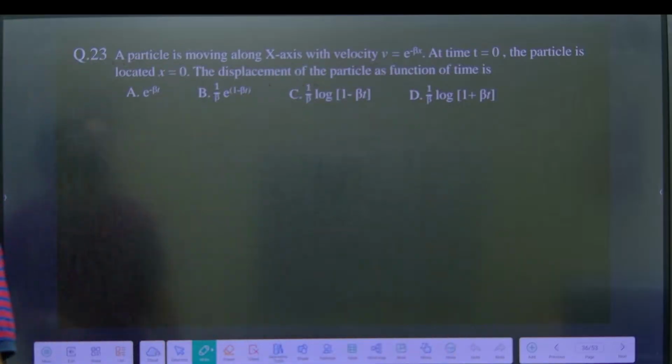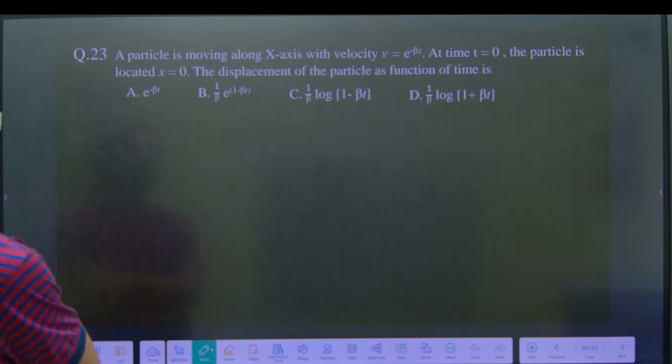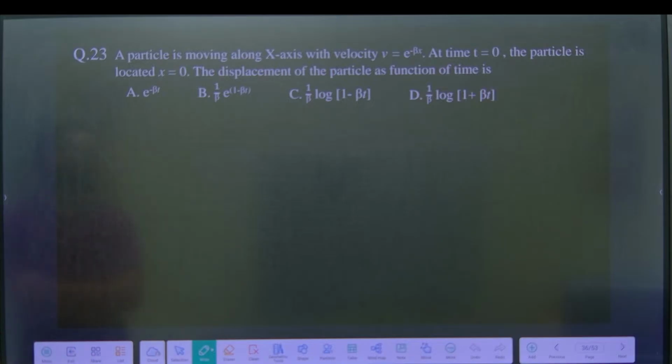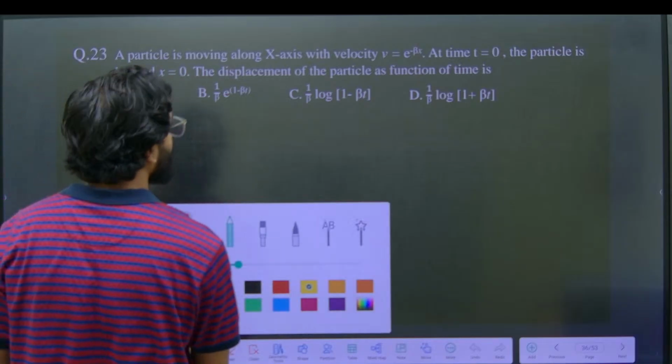Question number 23. A particle is moving along the x-axis with this particular velocity. The particle is located at x equals 0. The displacement of the particle as a function of time is correct.